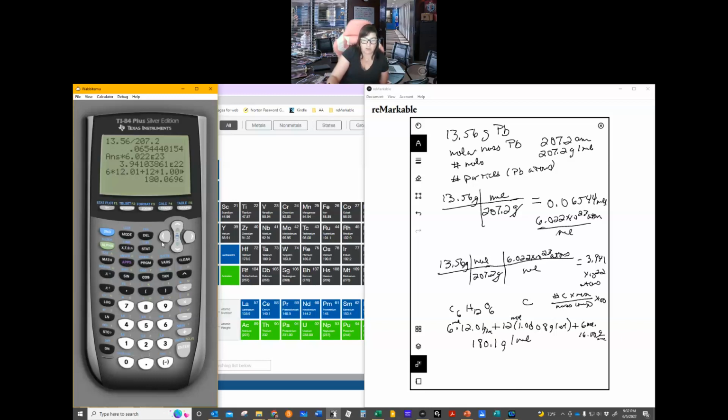Now, if I want to know the percent composition of carbon, so percent carbon is going to be equal to the number of carbons in this. So there are 6 carbons. So 6 moles of carbon times 12.01 grams per mole. And then I'm going to divide that by 180 grams per mole.